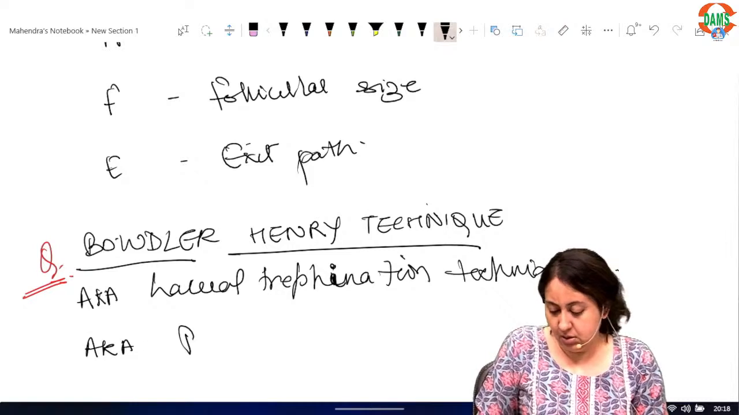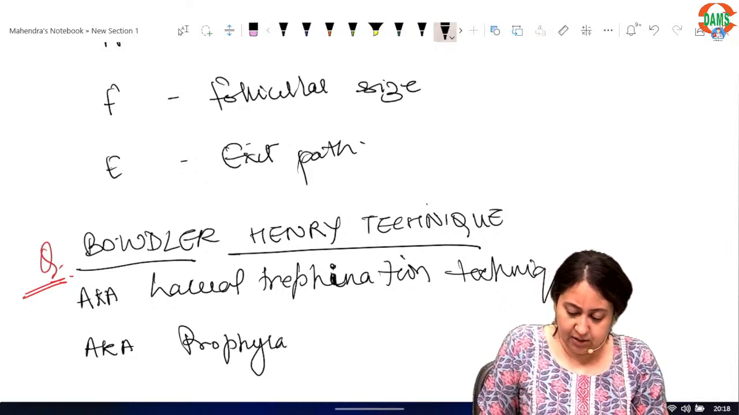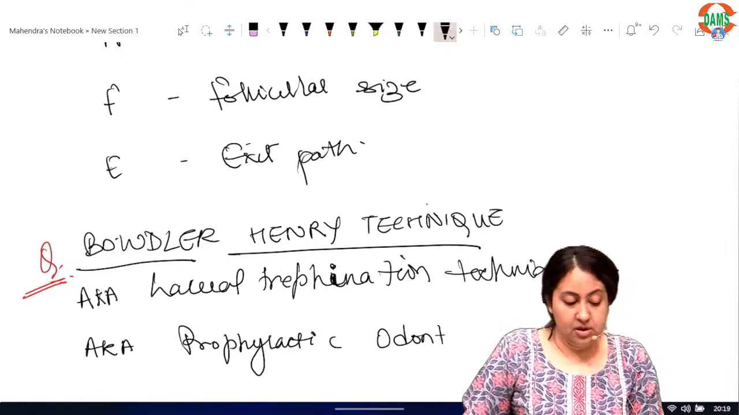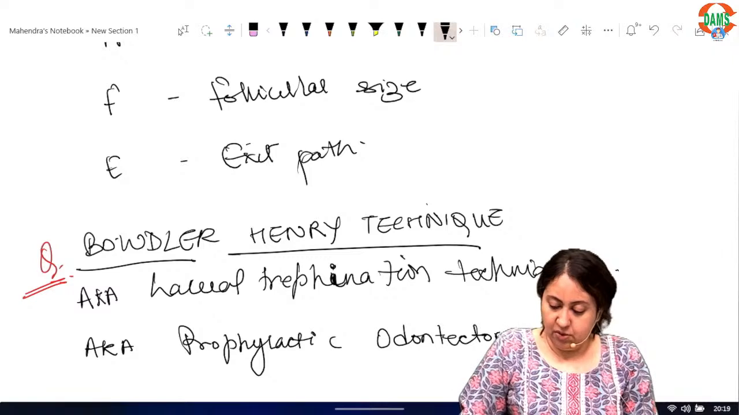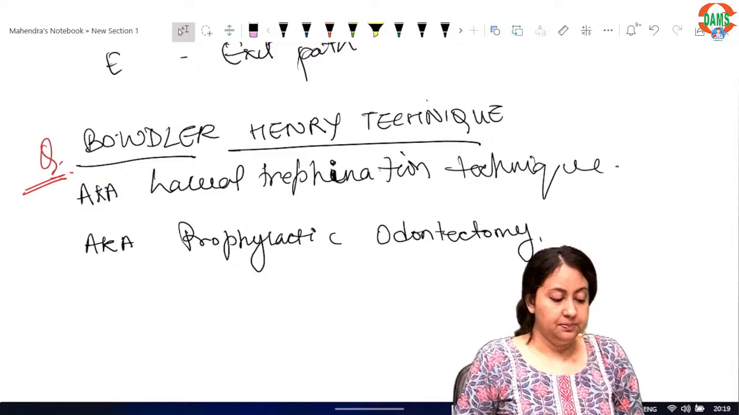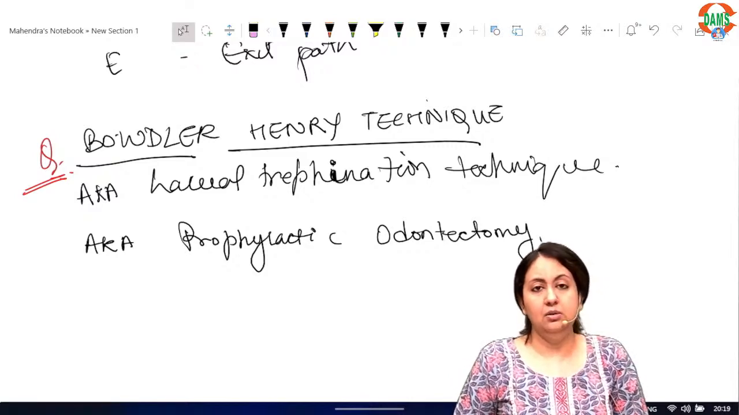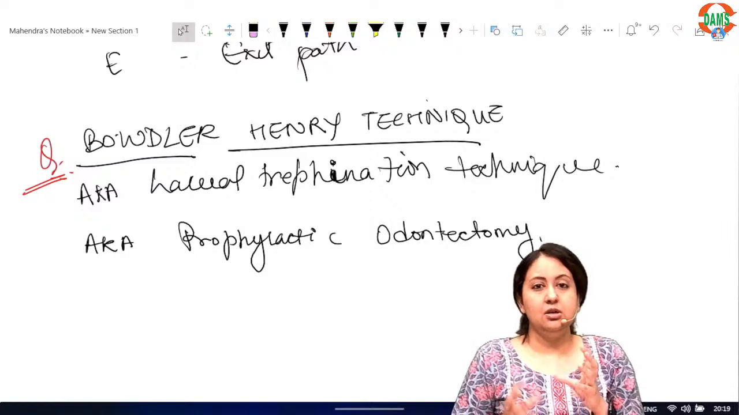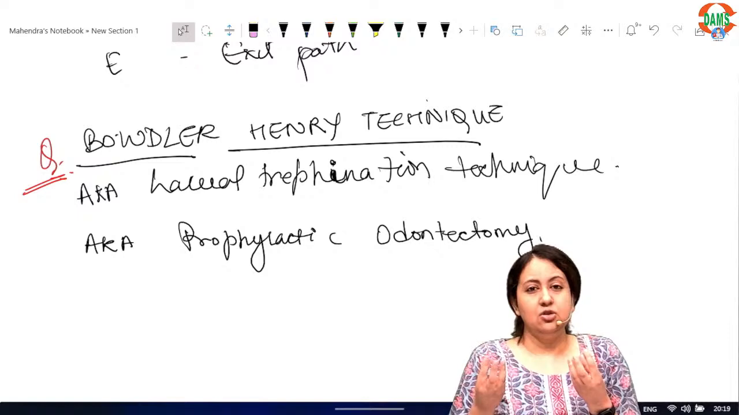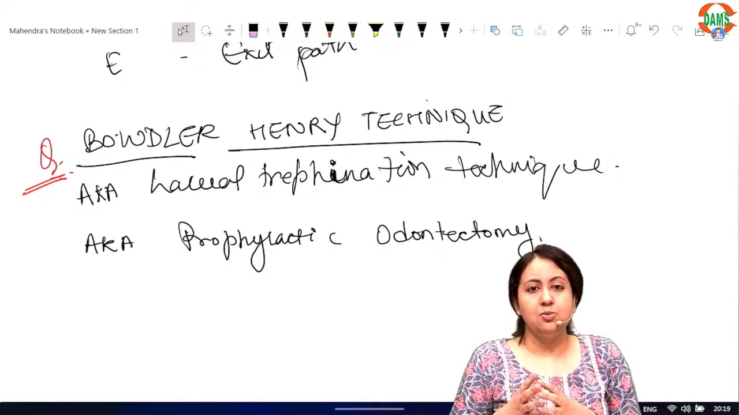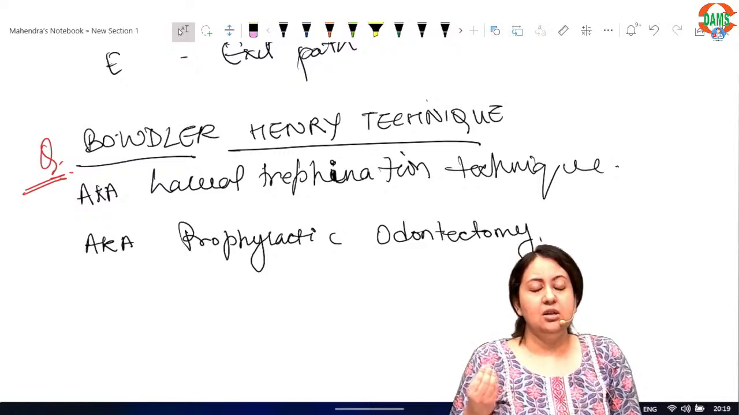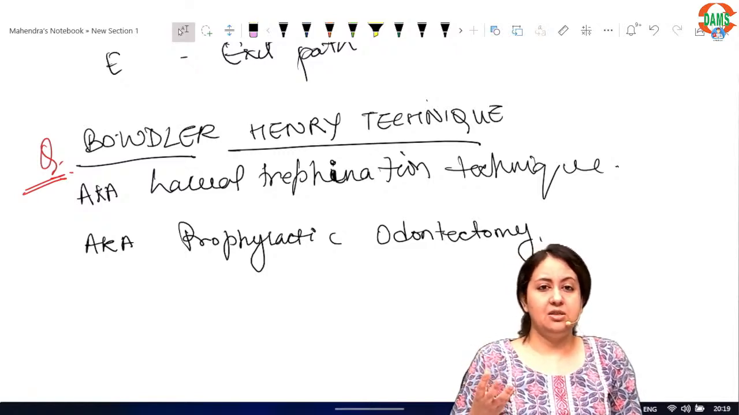Also known as prophylactic odontectomy. Okay. Now, what are we doing in this? The mandibular third molars. Mandibular third molars develop last. So it is known as prophylactic odontectomy, because we are extracting the third molars in its developmental stages.